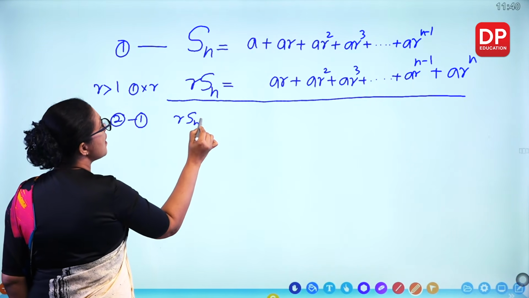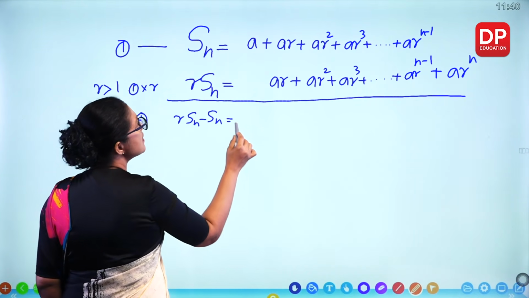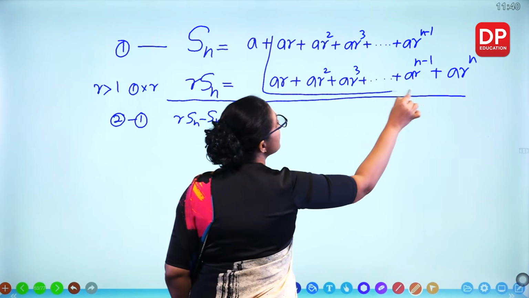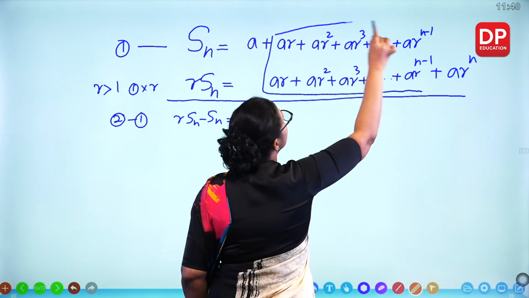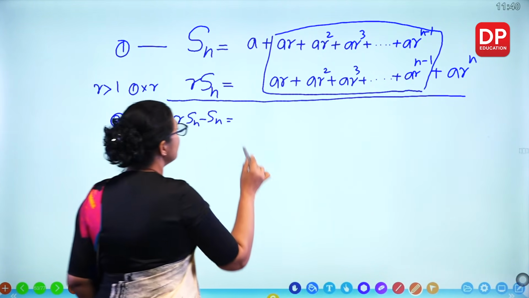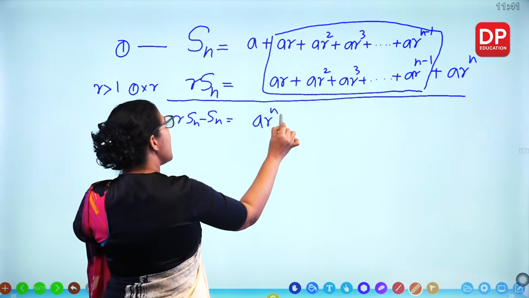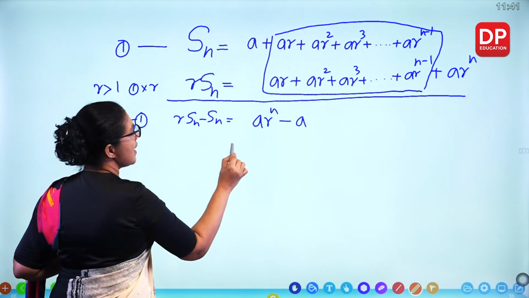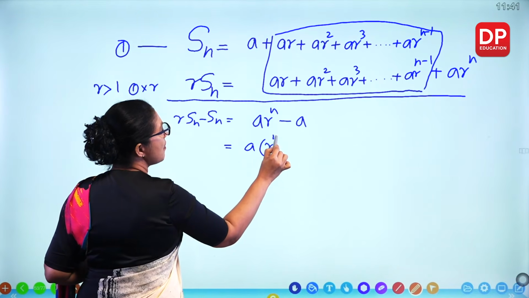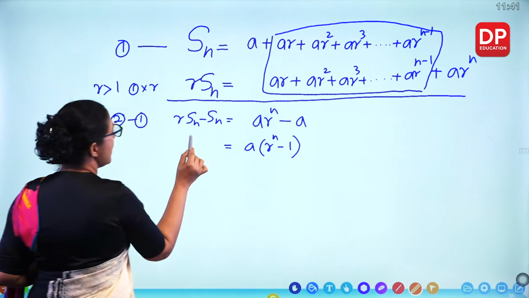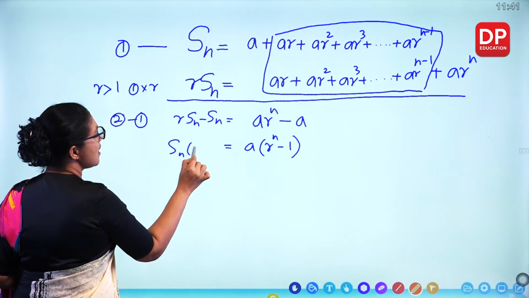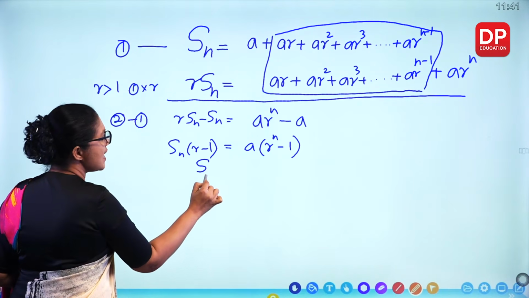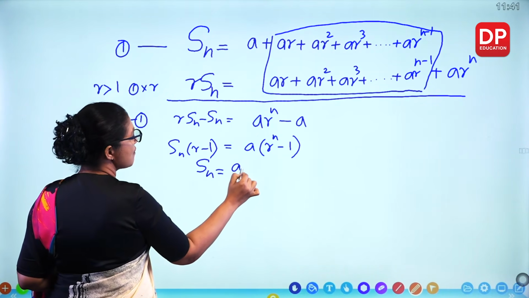R Sn minus Sn equals, this whole set gets cancelled out. You get ARn minus A. So take A out, you get R to the power n minus 1. And when you take Sn out, you get R minus 1. So what is Sn? We get a formula, something like this.